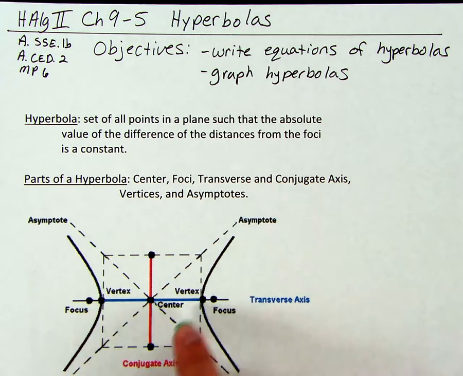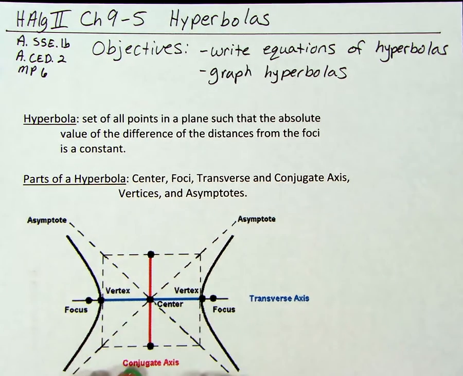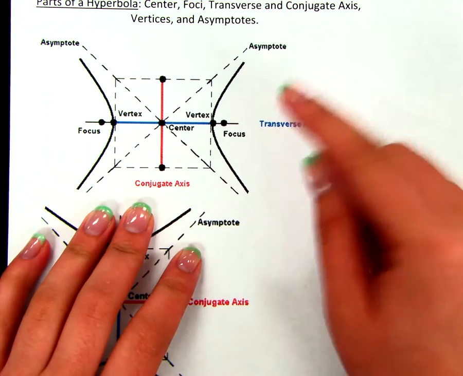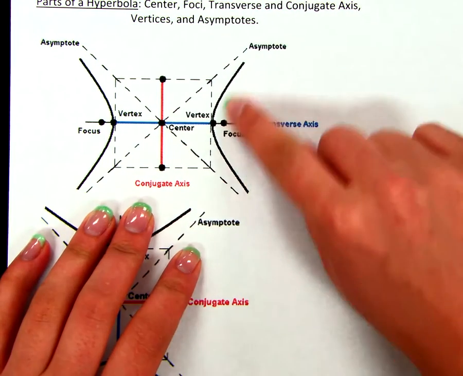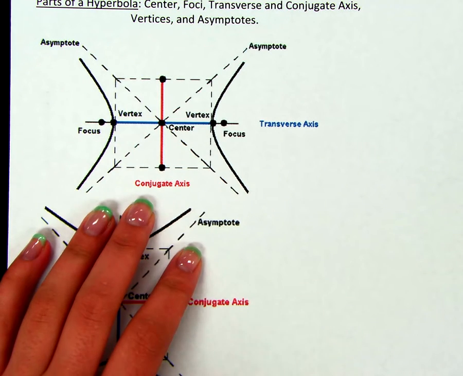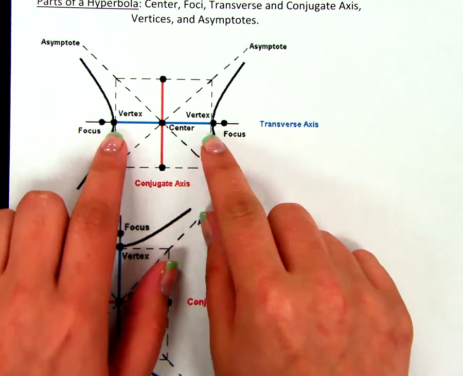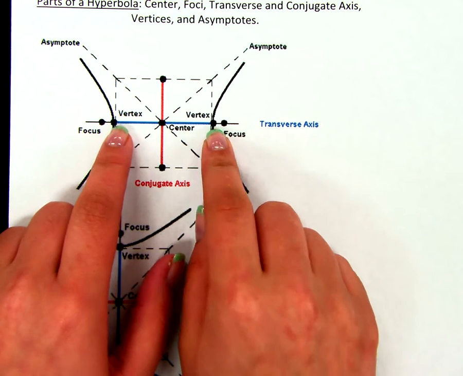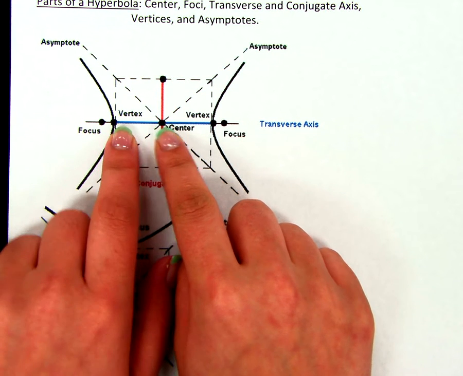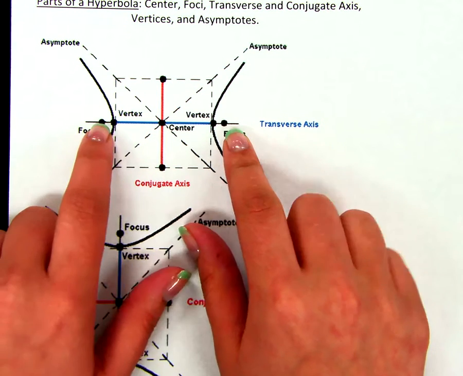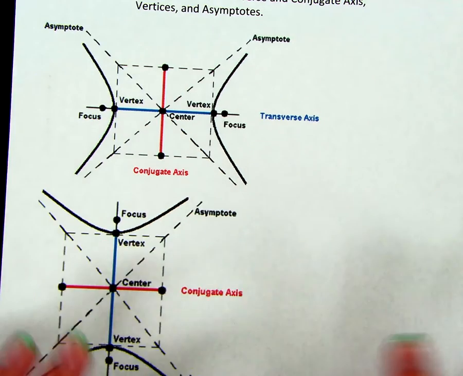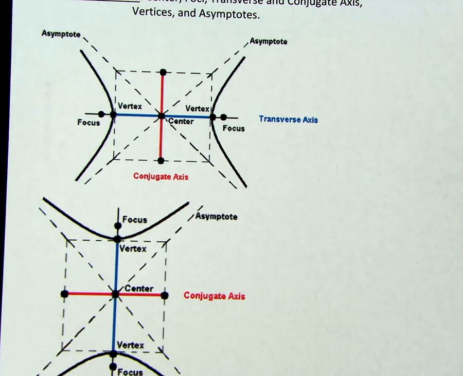Here's a picture of what a horizontal hyperbola would look like. Looking at this picture, these darker black lines are the hyperbola itself. Everything else is just extra to help us graph. These 2 points are the vertices. Here we have the center, and then the foci, so each focus point is going to be inside of these U-shapes. Remember, a hyperbola is kind of made up of 2 parabolas.